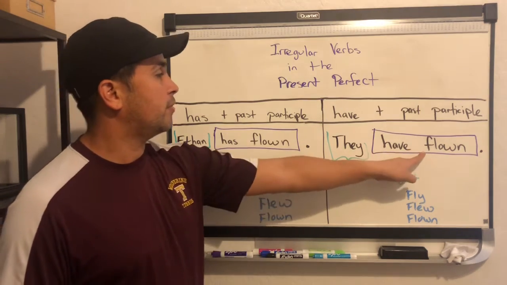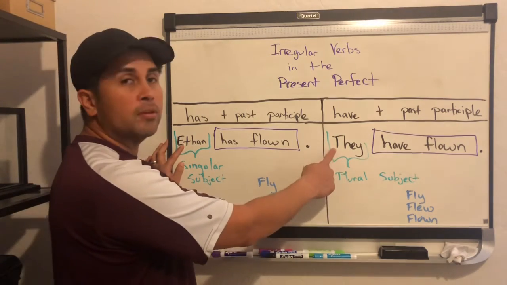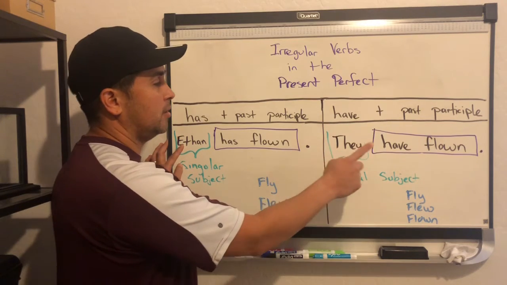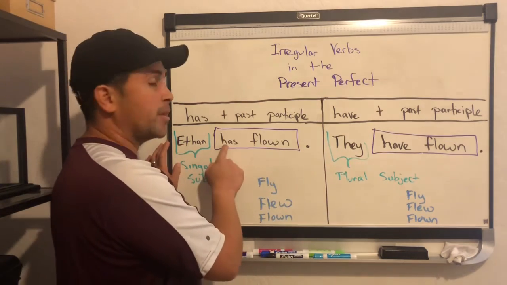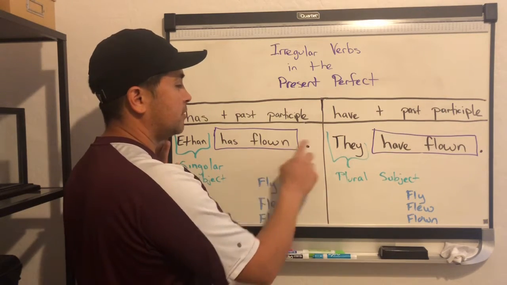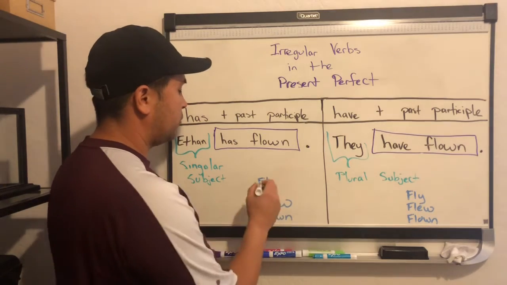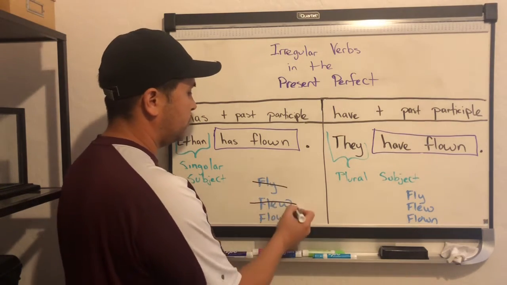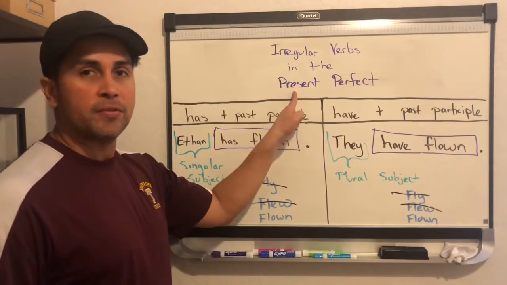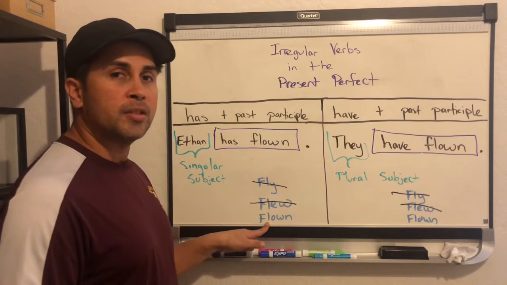They have flown. And so the difference here is this is singular and this is plural written in the 3rd person. And I also know that I have to have has as my auxiliary verb, or have as my auxiliary verb, plus the past participle. Okay, so I would not use fly, I would not use flew for either one of those. When I write the present perfect, I have to use the past participle. This is my option here.